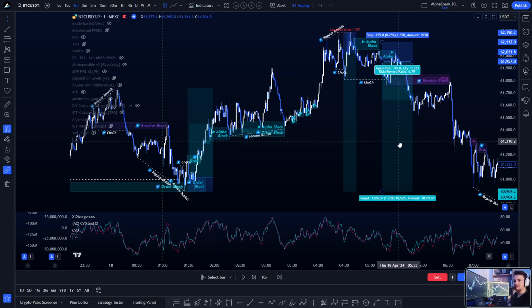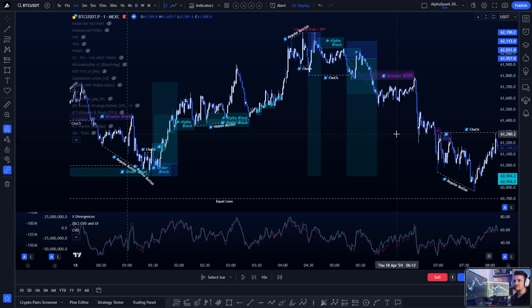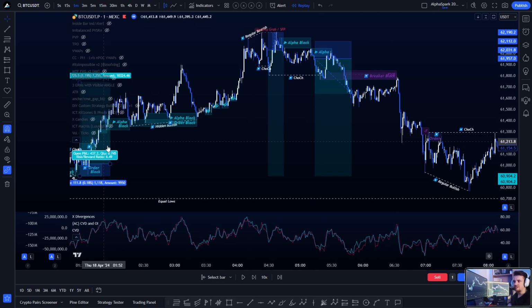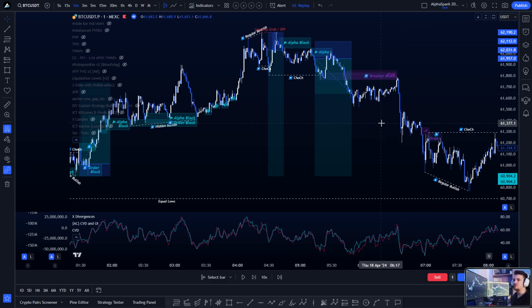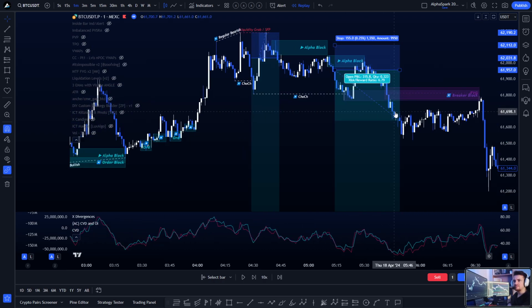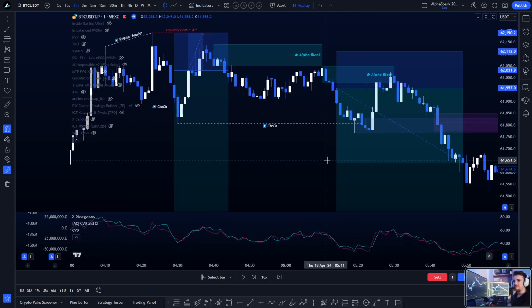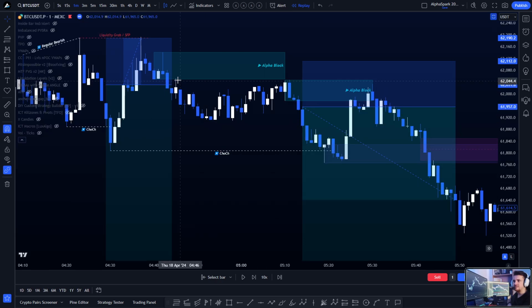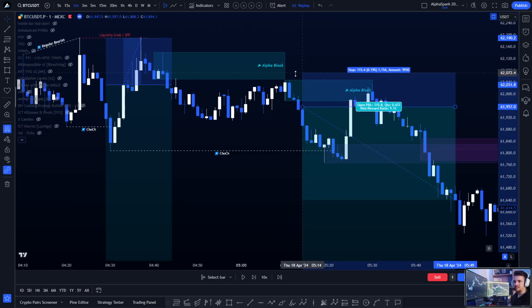But even so, this could have been trailed. Even if it started having a reaction there, this could have been trailed, and you would for sure make 3-4% of your account at least. In our case, at that time, I didn't notice that this alpha block was already mitigated. If I did, it would make more sense to have a stop loss like this.